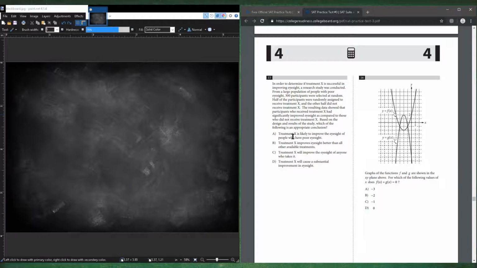Treatment X improves eyesight better than all other treatments, which is not true because we only tested this one, so we don't know it in comparison to others. Treatment X will improve the eyesight of anyone who takes it, which is not true because it's just likely that it will improve it. We're not 100% certain. Treatment X will cause a substantial improvement on eyesight, which we don't know because it just said it had better results. So 15 is answer A.